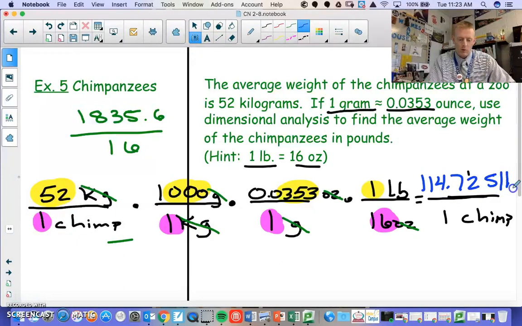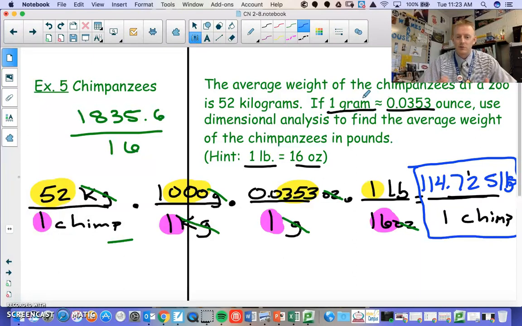And that's the number of pounds that one chimpanzee weighs according to our conversions. So this is what dimensional analysis is, folks. Our job is to straight up get things to cancel diagonally. So you're going to choose to put things on the top or the bottom of your fraction based off of what's going to cancel out.